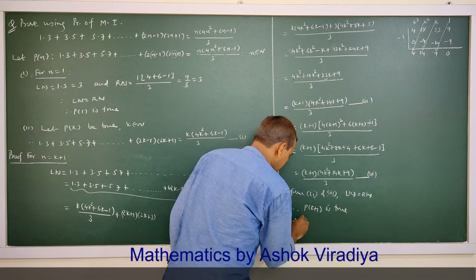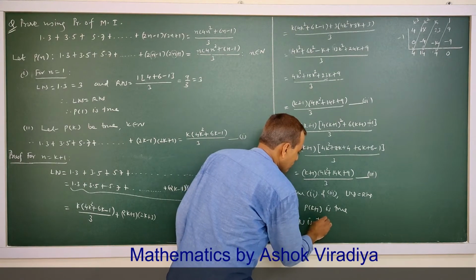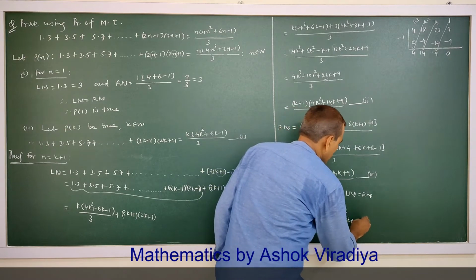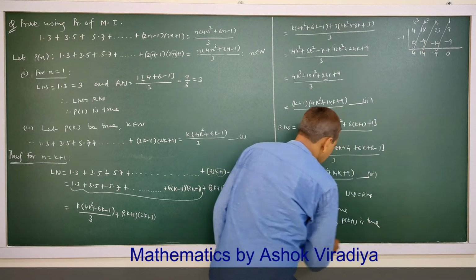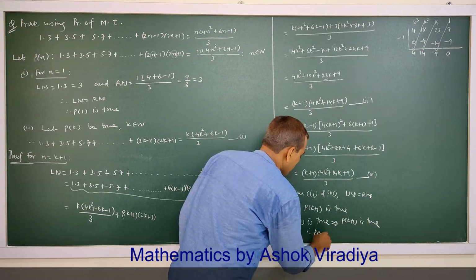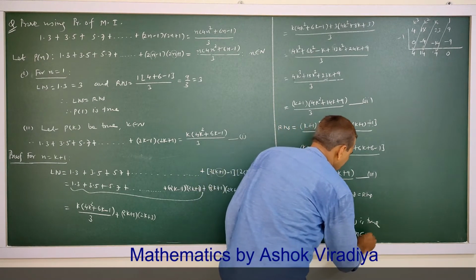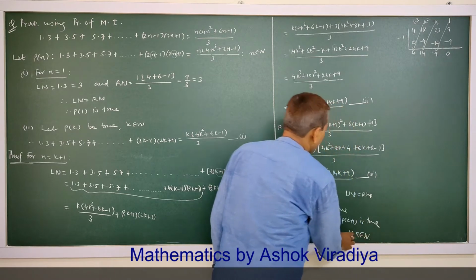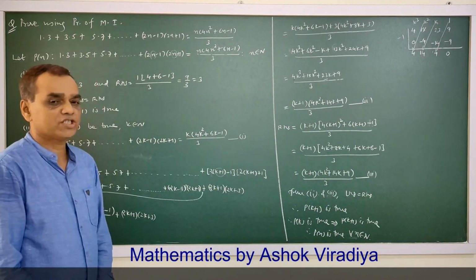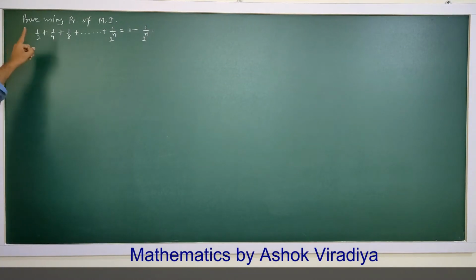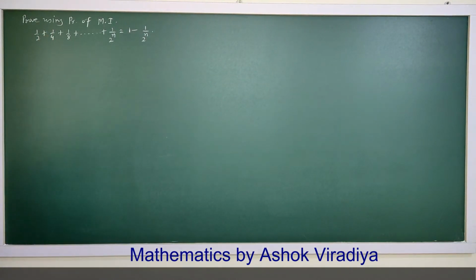Therefore, P of k is true implies P of k plus 1 is true. So the statement is true for any natural number n. For every natural number n it is true. Prove using the principle of mathematical induction.